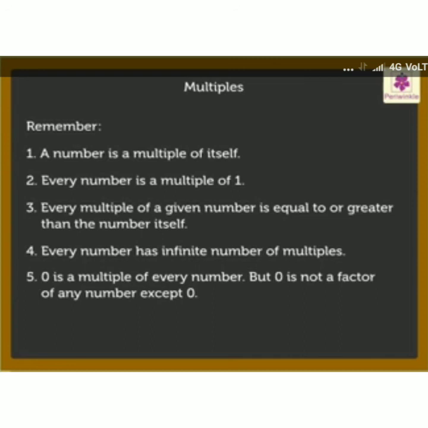What is the first point? A number is a multiple of itself. Every number is a multiple of 1. Every multiple of a given number is equal to or greater than the number itself. Every number has an infinite number of multiples. Fifth one: 0 is a multiple of every number, but 0 is not a factor of every number.